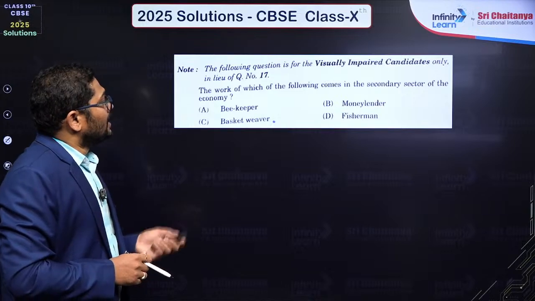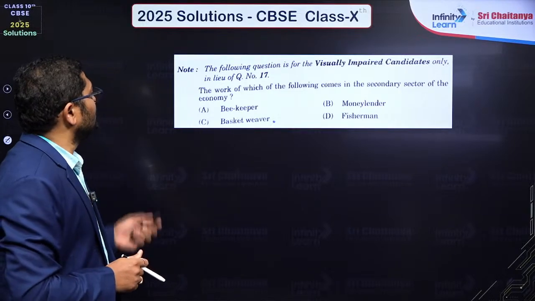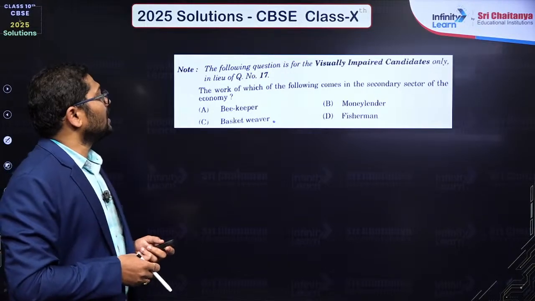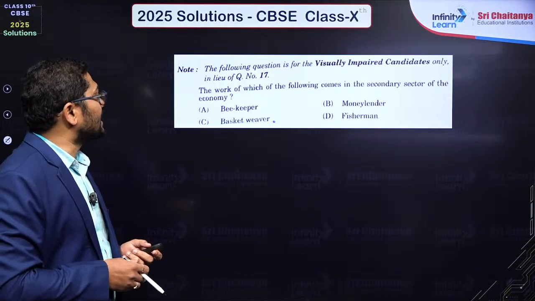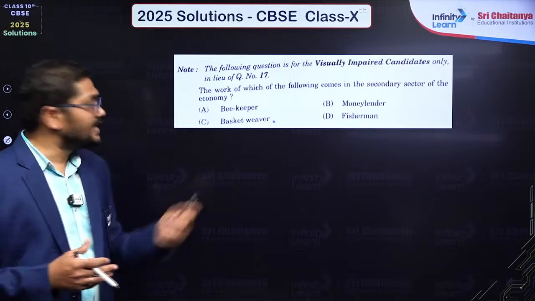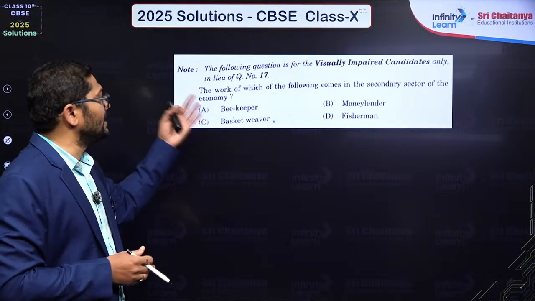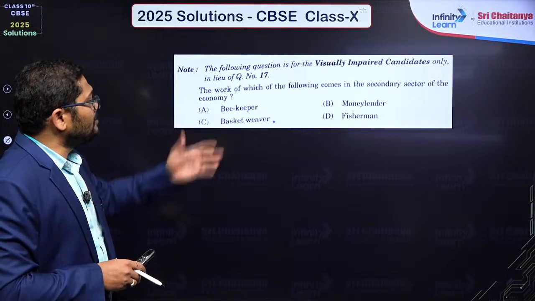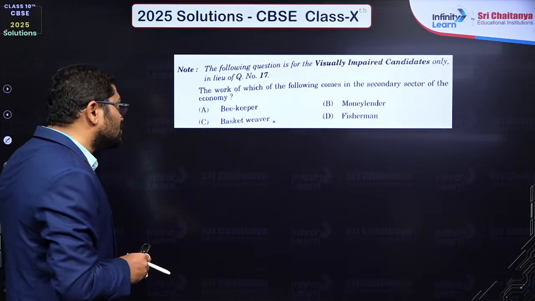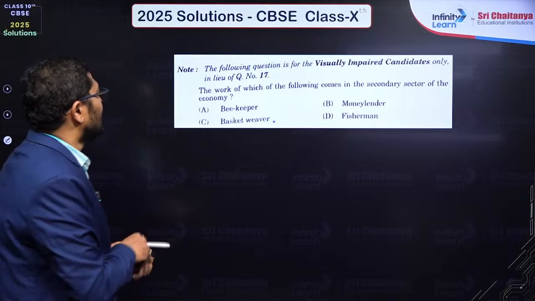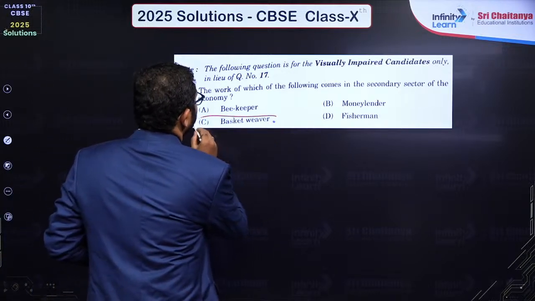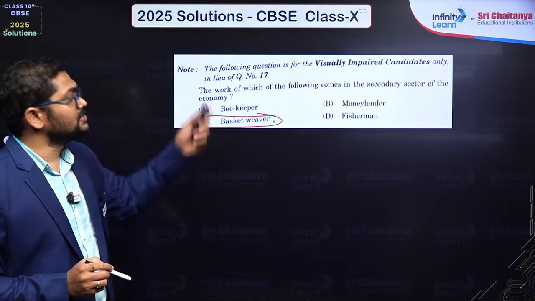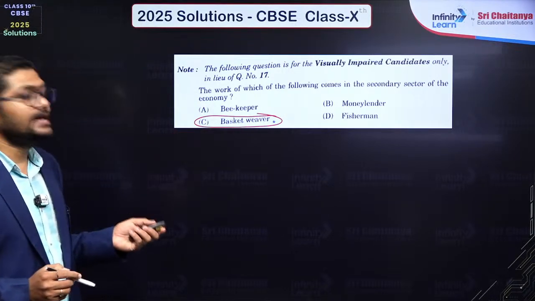Next, for the visually impaired candidates, we have one more question. In an alternative to question number 17, the work of which of the following comes in the secondary sector of the economy? So there are some activities given, and out of this we need to find out which activity comes under the secondary sector. We have the beekeeper, money lender, basket weaver and the fisherman. And if you see for this, the basket weaver comes under the secondary sector. So for this question number 17, for the visually impaired candidates, option C stands to be true.